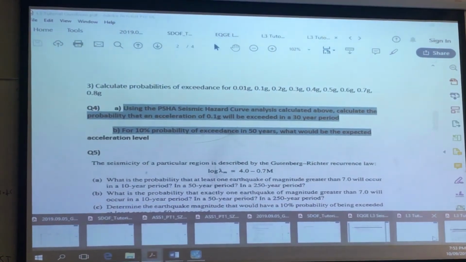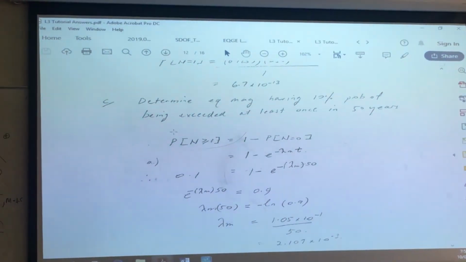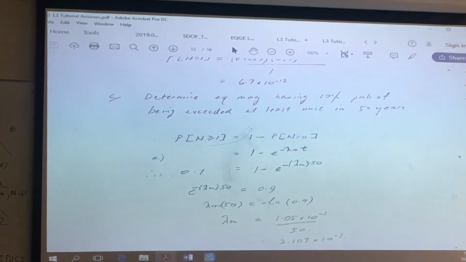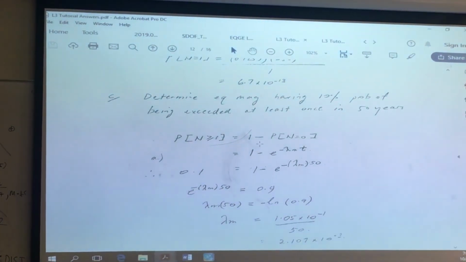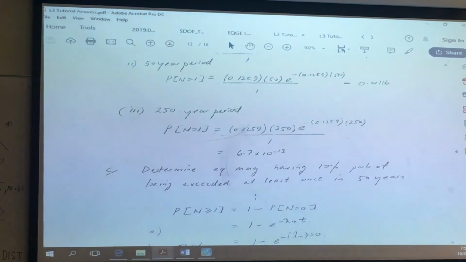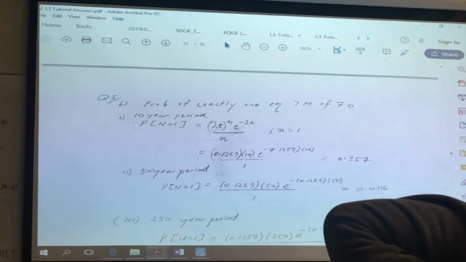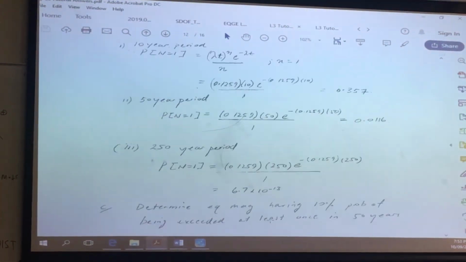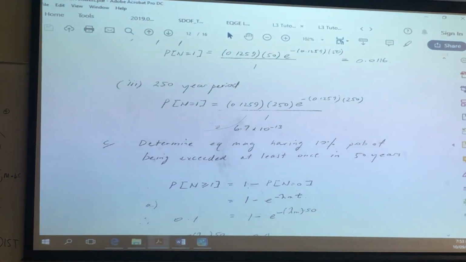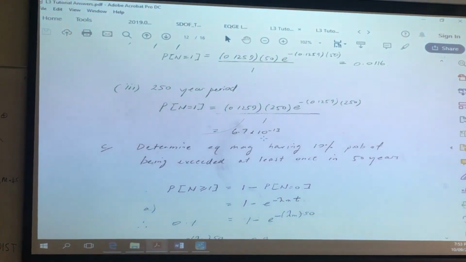And you'll remember from last week, when we were talking about the situation where we had at least, so determine a magnitude having 10% probability of being exceeded at least once in 50 years, we have to come up with this derivative of the equation, right? So that's the original equation, probability of exactly; when you've got exactly, you use this equation. When you've got at least, you have to use this derivative of the equation. You can look in the notes on how that's derived, okay? So that's 1 minus the probability. When you talk about at least, it's 1 minus the probability of the event not occurring.